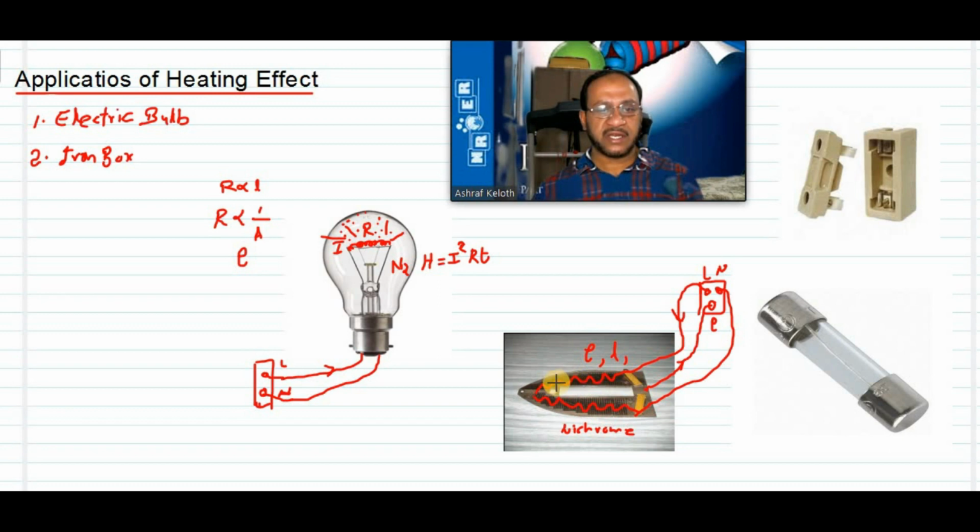Here it is heated in contact with air. We are not keeping any glass bulb. There is no glass bulb here. It is directly in contact with air, so it can be heated in contact with air. It won't get oxidized easily. That is the second advantage. So remember the two reasons for using alloys like nichrome for making heating elements.